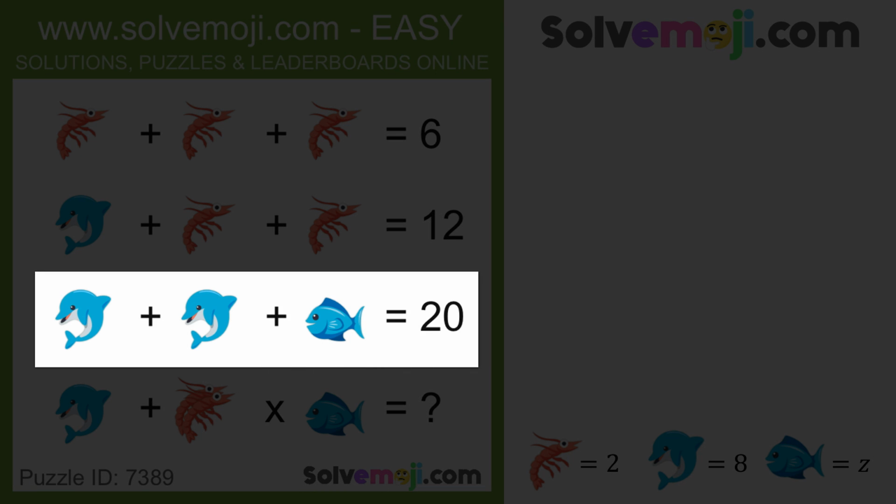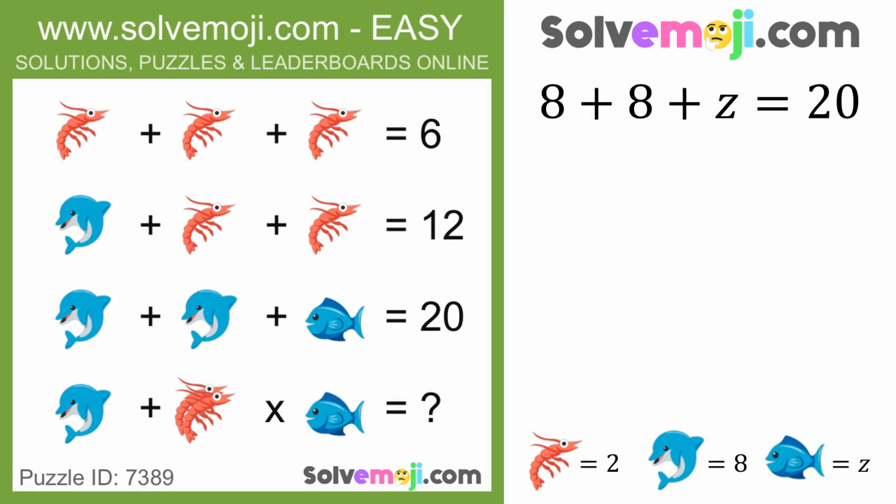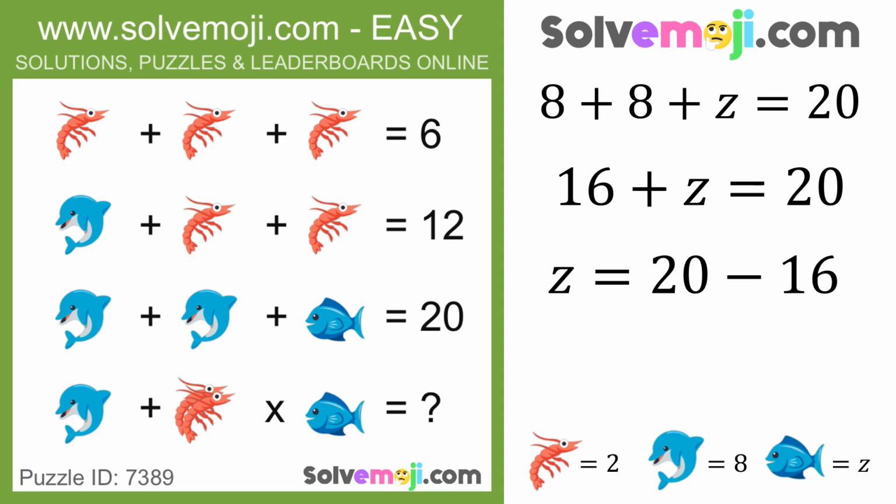If we move on to our last row, we have 2 dolphins plus a fish equal to 20. We can write this out as 2 times 8 plus z equal to 20, or 16 plus z equal to 20. This time, if we subtract 16 from both sides, we will get z equals 20 minus 16. Therefore, z equals 4.